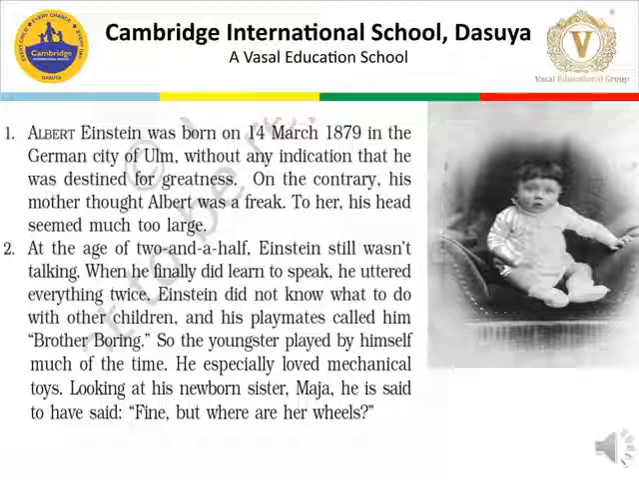Over here the word is written freak. Freak means weird, uncommon, someone who is not like other people. There were many reasons for this. The first reason was his head. It was a little bit bigger than normal children's. And the second one was that he started speaking at the age of 4. He did not utter a single word at the age of 2.5.